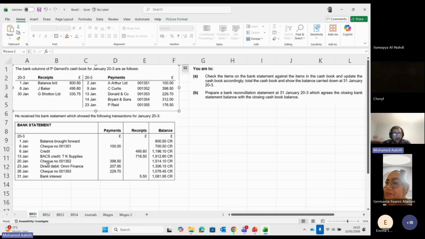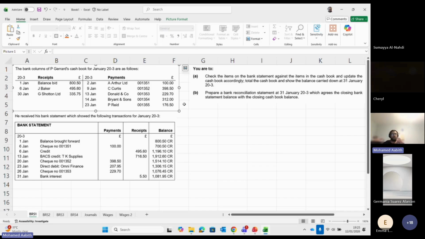So the job is now to do the reconciliation, and they're asking you to check the items on the bank statement against the items in the cash book and update the cash book accordingly. Total the cash book and show the balance carried down on 31st of January 2023. And then they ask you to prepare the bank reconciliation statement.